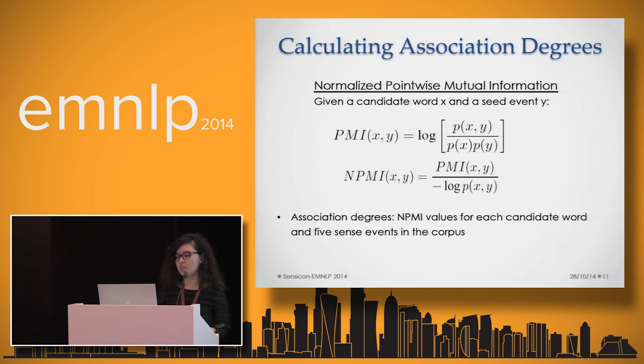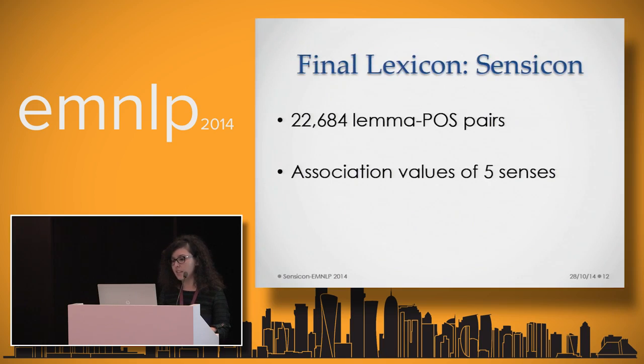To calculate the association degrees between the seed words and our candidate words, we use normalized point-wise mutual information. By point-wise mutual information, we can calculate the measure of the association of two events. We calculated the normalized version of PMI between lemma-post and 5 sense events, and we obtained the association values between -1 and 1. Finally, the constructed lexicon, Sensicon, contains 22,684 lemma-post pairs and their association values with 5 senses.